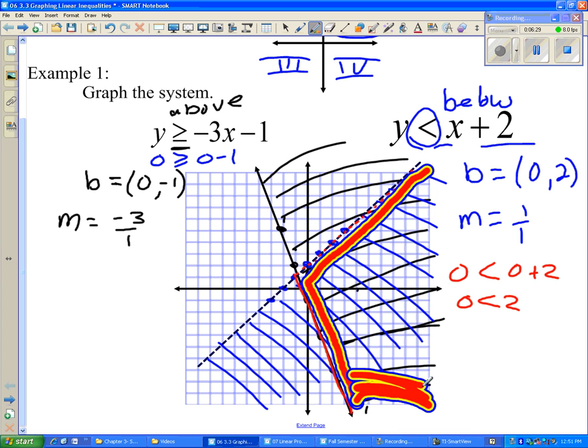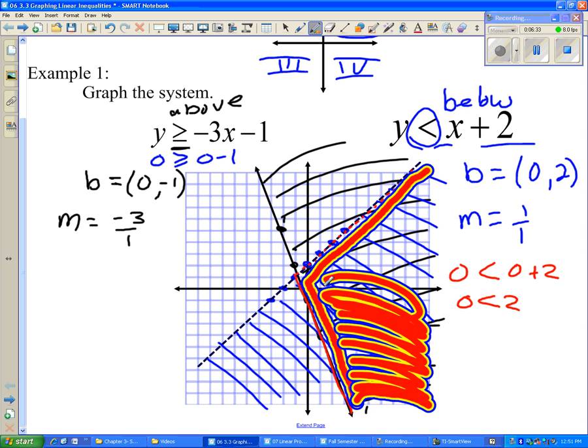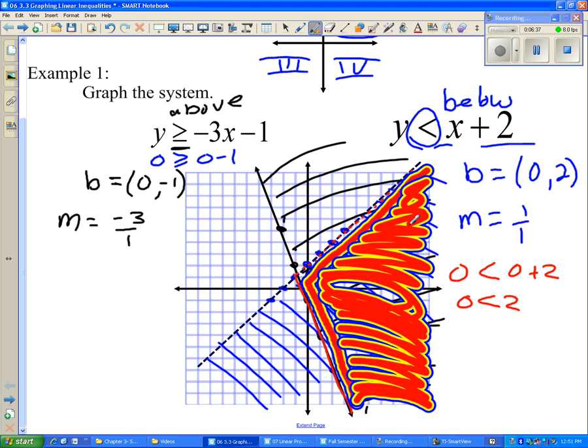So all of this is the answer to my system of inequalities. It could be any of those points in that shaded region, in the doubly shaded region. I do have a singly shaded region here and a singly shaded region up here, but those are not in both regions. Any point in both regions is a solution to my system.